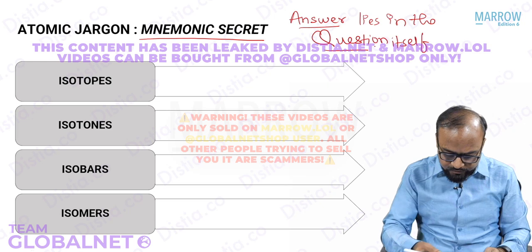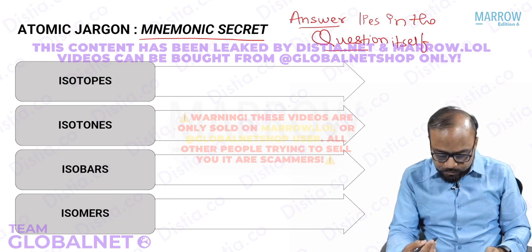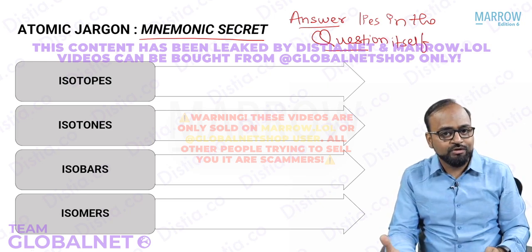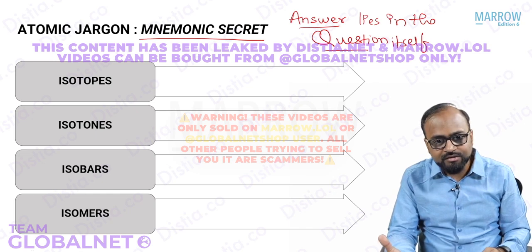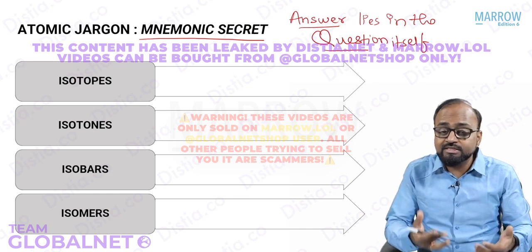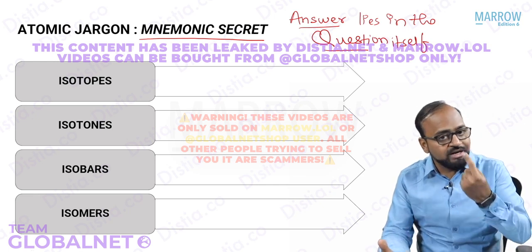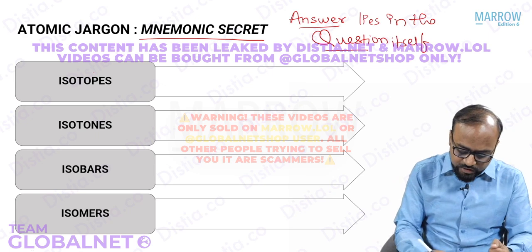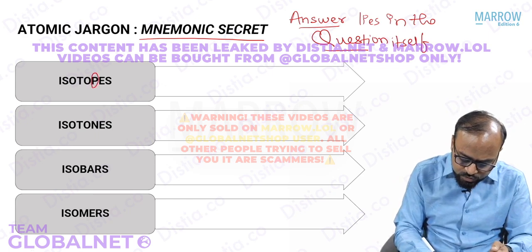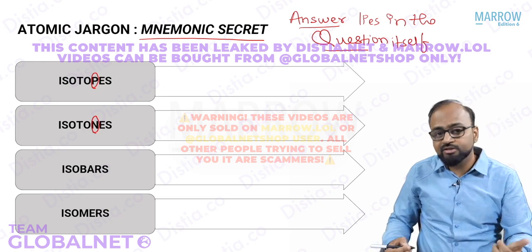I'll give you an example. Look at the first two words, isotopes and isotones. They are very similar to each other, isn't it? They are very similar, except that they differ in only one letter. And what is that letter? That is a P in isotopes and an N in isotones. That's it. That is your answer.